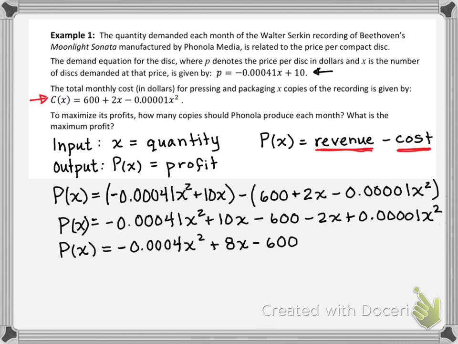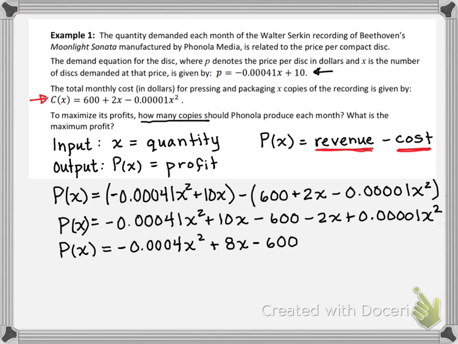So a big bulk of these problems is just getting the function that's going to help you answer the question. And you want to make sure you get your function and simplify it as much as you can. And then at that point, you can be like, okay, I'm trying to maximize the profits. And I want to know how many copies we're going to produce each month. So I'm looking for the quantity that's going to maximize the profit. So anytime you see this maximize or minimize with a quadratic function, you want to think find the vertex.